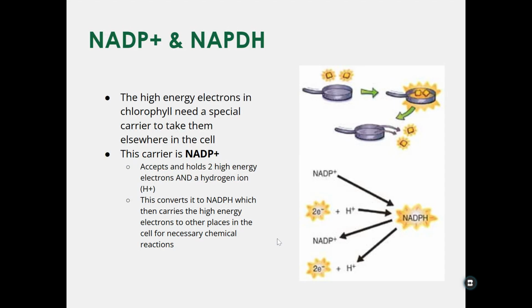Now, the electron carriers in the chloroplast are NADP plus and NADPH. All that really means is it's nicotinamide adenine dinucleotide phosphate. I will not ask you guys to know the exact name. Just know that the acronym is NADPH. That's once it has the electron, and then when the electron is used up, it releases it back into ATP. So then you recycle the NADP plus into the light dependent.